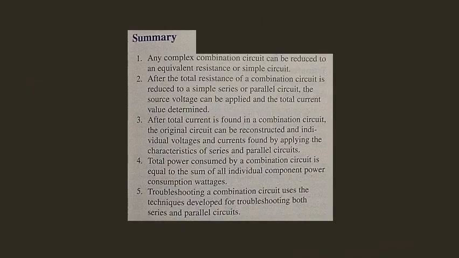The summary for the chapter: any complex combination circuit can be reduced to an equivalent resistance or simple circuit. After the total resistance of a combination circuit is reduced to a simple series or parallel circuit, the source voltage can be applied and the total current value determined. After total current is found in a combination circuit, the original circuit can be reconstructed and individual voltages and currents found by applying the characteristics of series and parallel circuits.